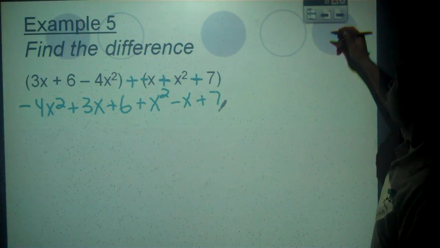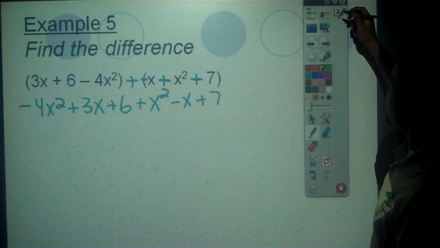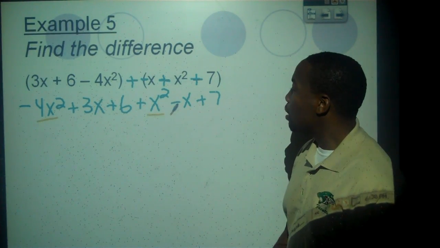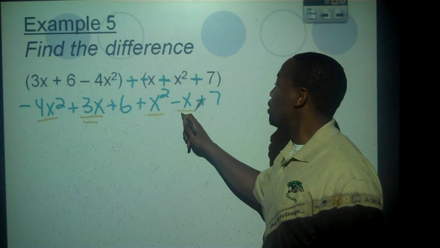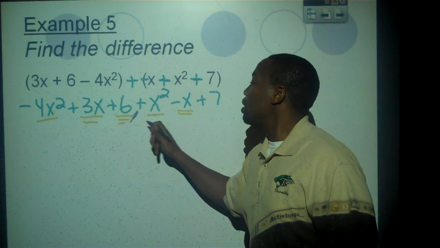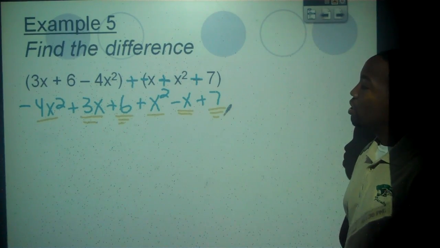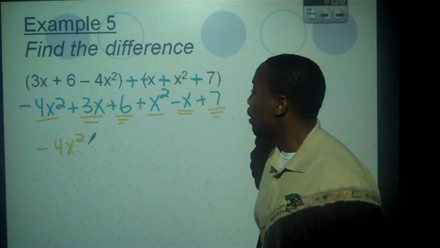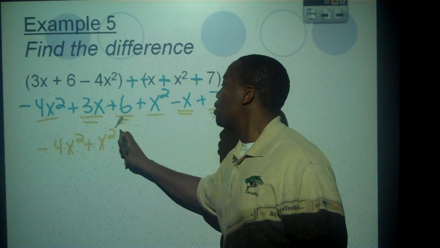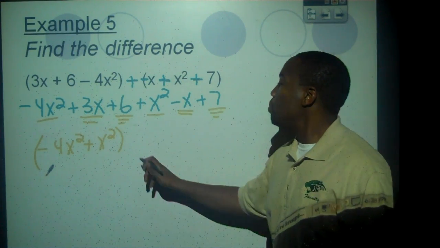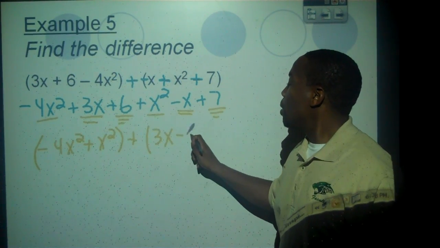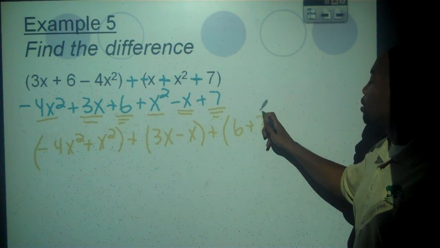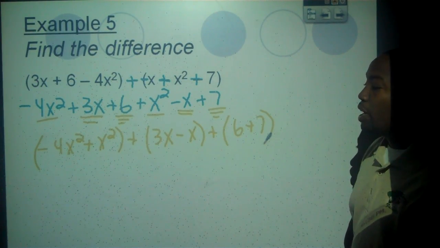Now that everything is done, I'm going to underline everything. Let's use yellow. So x squared is going to be like this, and this right here is going to be like this. And lastly, this is going to be like this, and this right here is going to be like this. So let's bring it all together. Minus 4x squared, right? Plus x squared. My next one would be plus 3x minus x, right? Plus 6 plus 7. Now let's bring everything together and combine like terms.